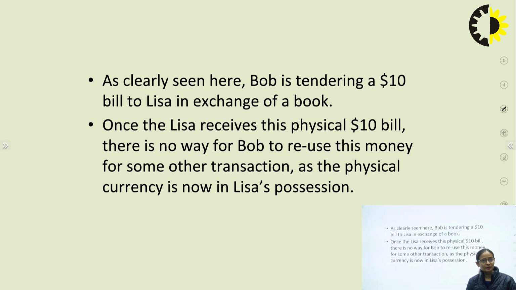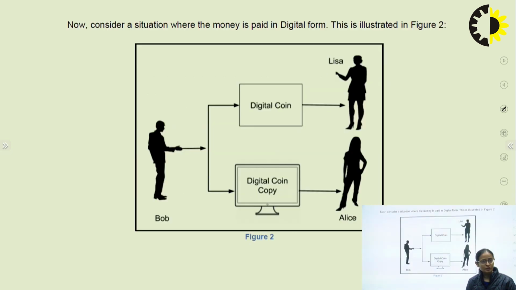So Bob is tendering a $10 bill to Lisa in exchange for a book. Once Lisa receives this physical bill, there is no way for Bob to reuse this money for some other transaction, as the physical currency is now in Lisa's possession.